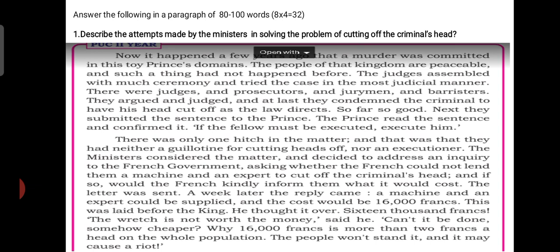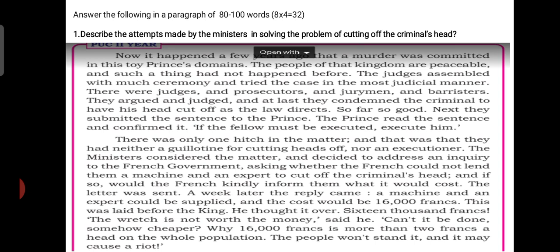Okay, they decided. There were judges and prosecutors and jurymen and barristers. Everyone came, means when you decide a court case, all these people are there. They argued and judged, and at last they condemned the criminal to have his head cut off as the law directs. So finally, what is the direction now? To cut off the man's head.